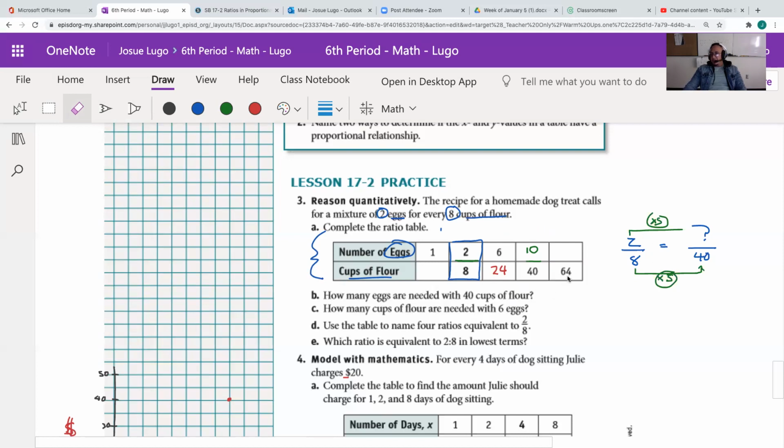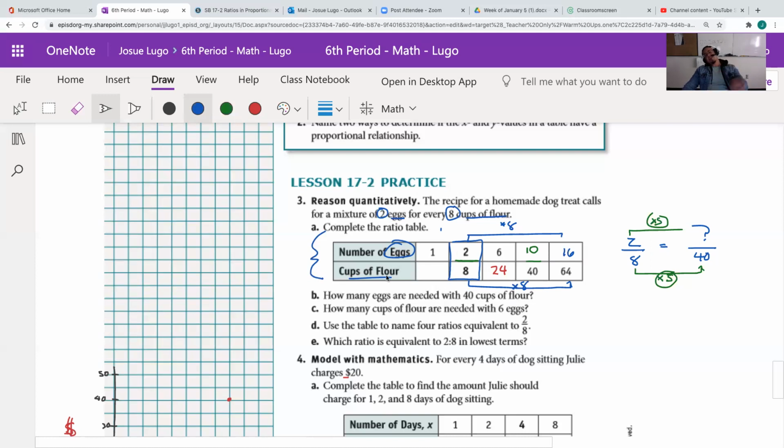So let's continue with the next one. What if you have 64 cups of flour? If I have 64 cups of flour, I can multiply 8 times what to get 64? I can multiply 8 times 8. So that means I can multiply 2 times 8 as well, and 2 times 8 is going to give me 16.